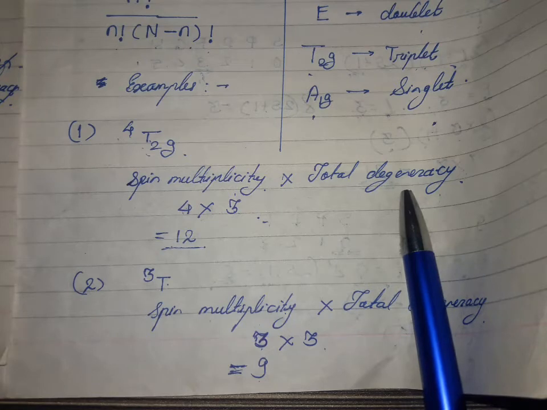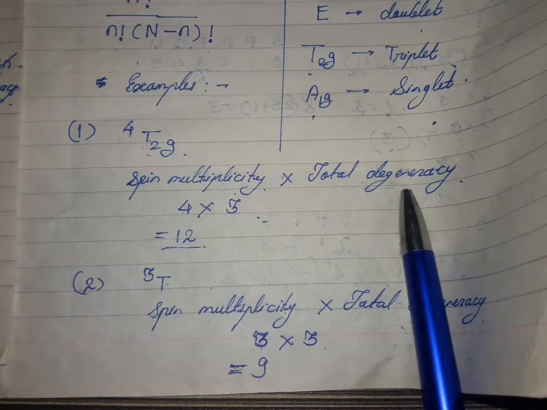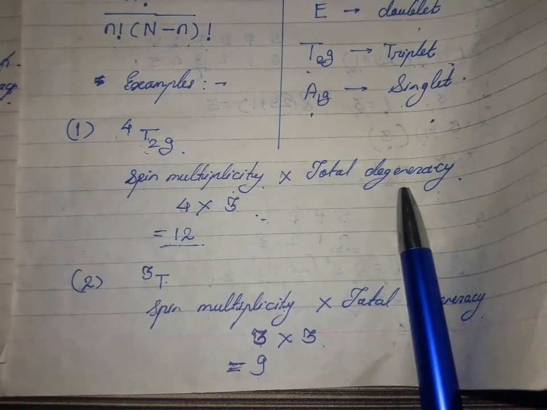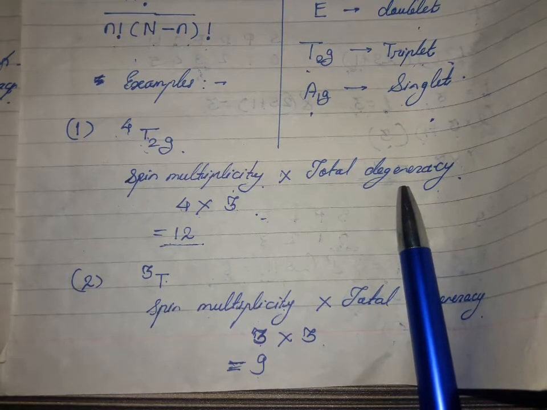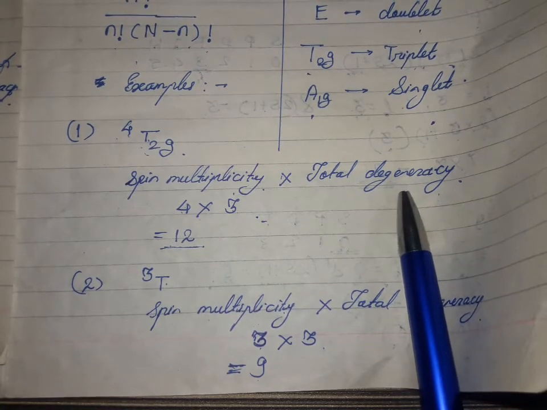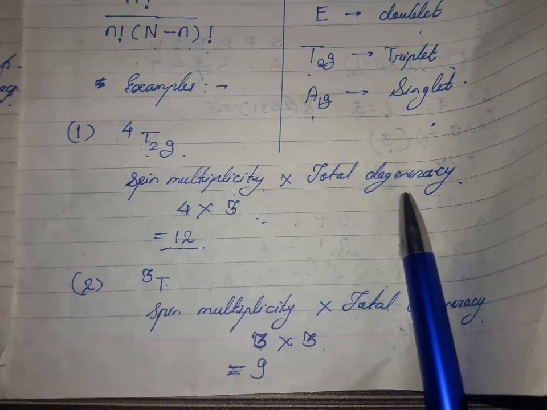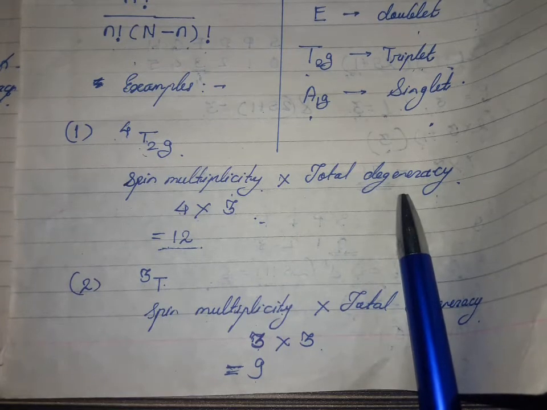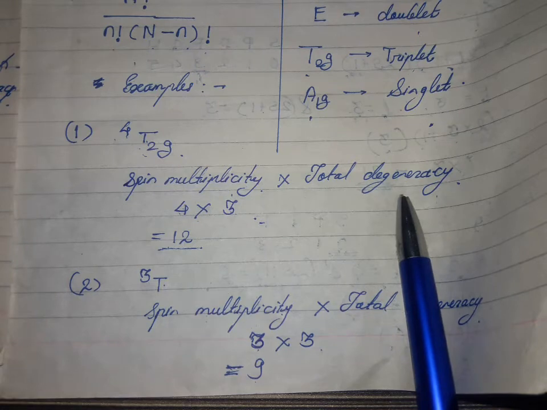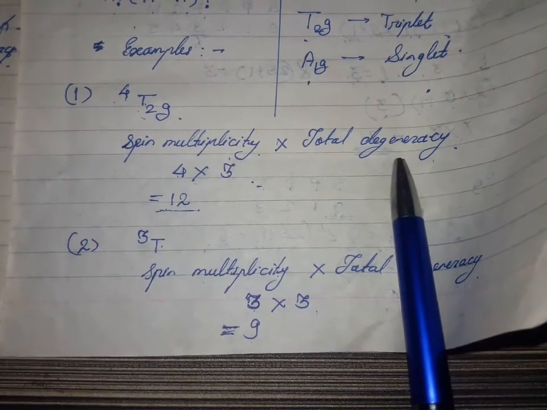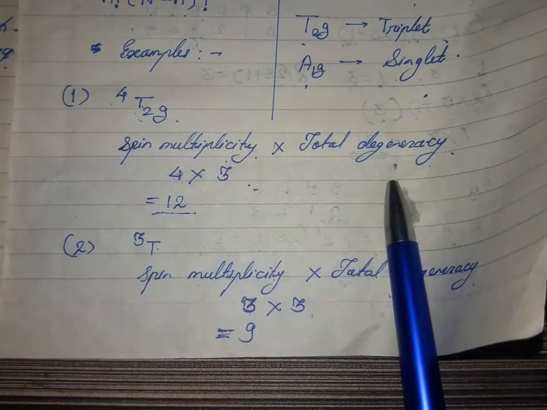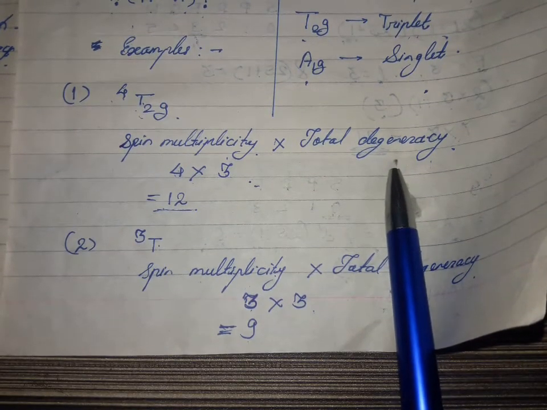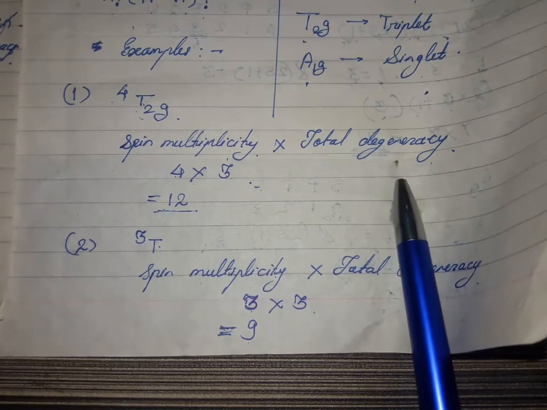Triplet means 3, and that is spin multiplicity, equal to 2S plus 1. So that 3 is the spin multiplicity, and T means that the orbital is triplet. That's why triplet shows total degeneracy equal to 3. So spin multiplicity is 3, and the total degeneracy of the T is 3. So 3 into 3 is equal to 9. That's why the final answer is 9, the total degeneracy of triplet T.